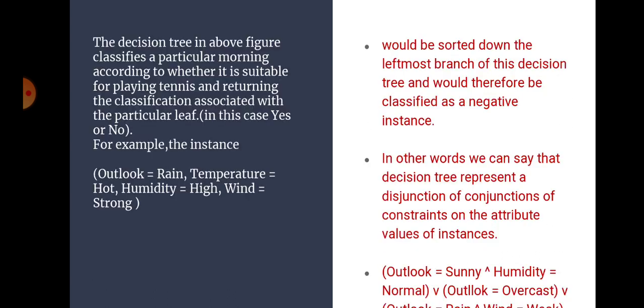Now, what we are doing with this is an example where we are trying to classify a particular morning according to whether it is suitable for playing tennis or not. So in this case, our instance which we have to find, like if outlook is rain, temperature, and humidity, remember, these are the labels.